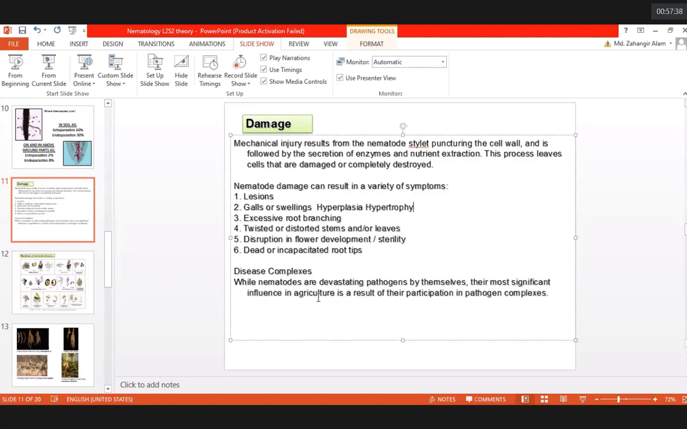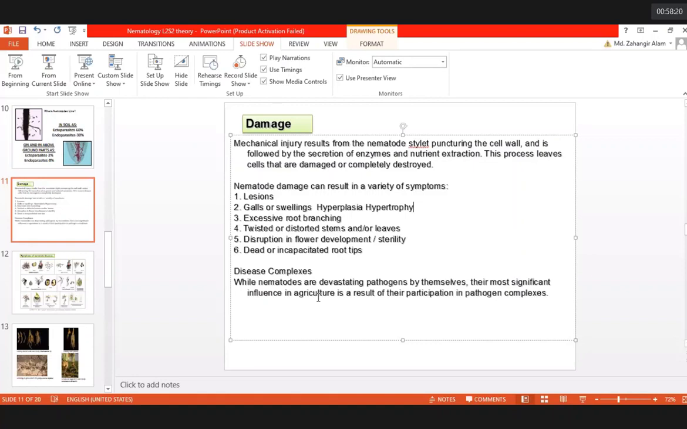Some fungi will enter the plant through this point, and along with the nematode, if the nematode is a virus vector, that nematode also transmits virus to the root zone. So actually there will be a disease complex, and this disease complex is initiated by plant parasitic nematode. Once the plant is exposed to nematode, primarily there will be nematode infestation, and later on there will be infection caused by bacteria, by virus, and by fungi. So there will be a disease complex.